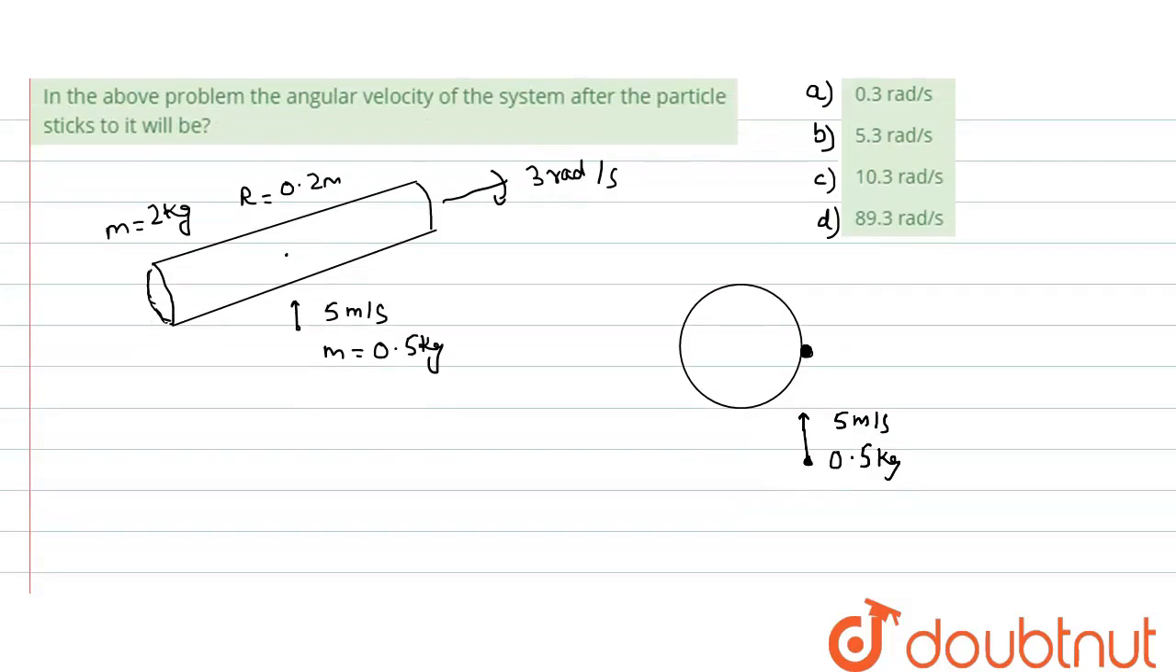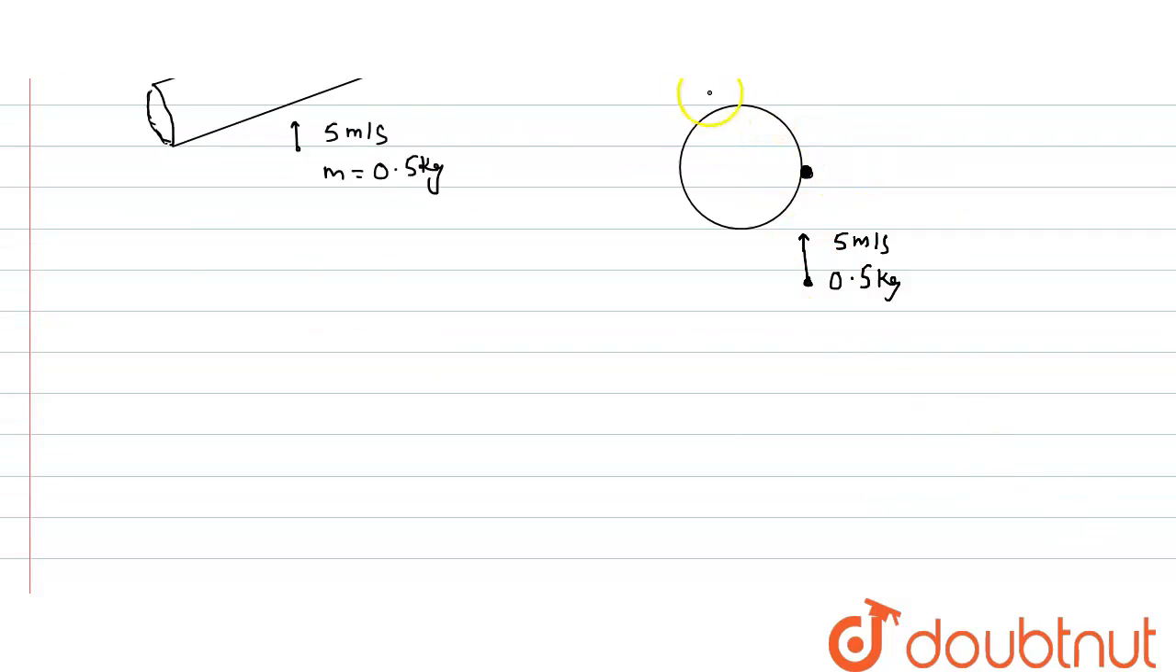So what is the net torque of this system? We can say that there won't be any net torque. Net torque value would be equal to 0. Why? Because the force applied by the particle on the rotating cylinder would be the same as the force applied by the rotating cylinder on the particle. They would be equal in magnitude but opposite in direction. So net force would be 0, and net torque would be 0 about the center.